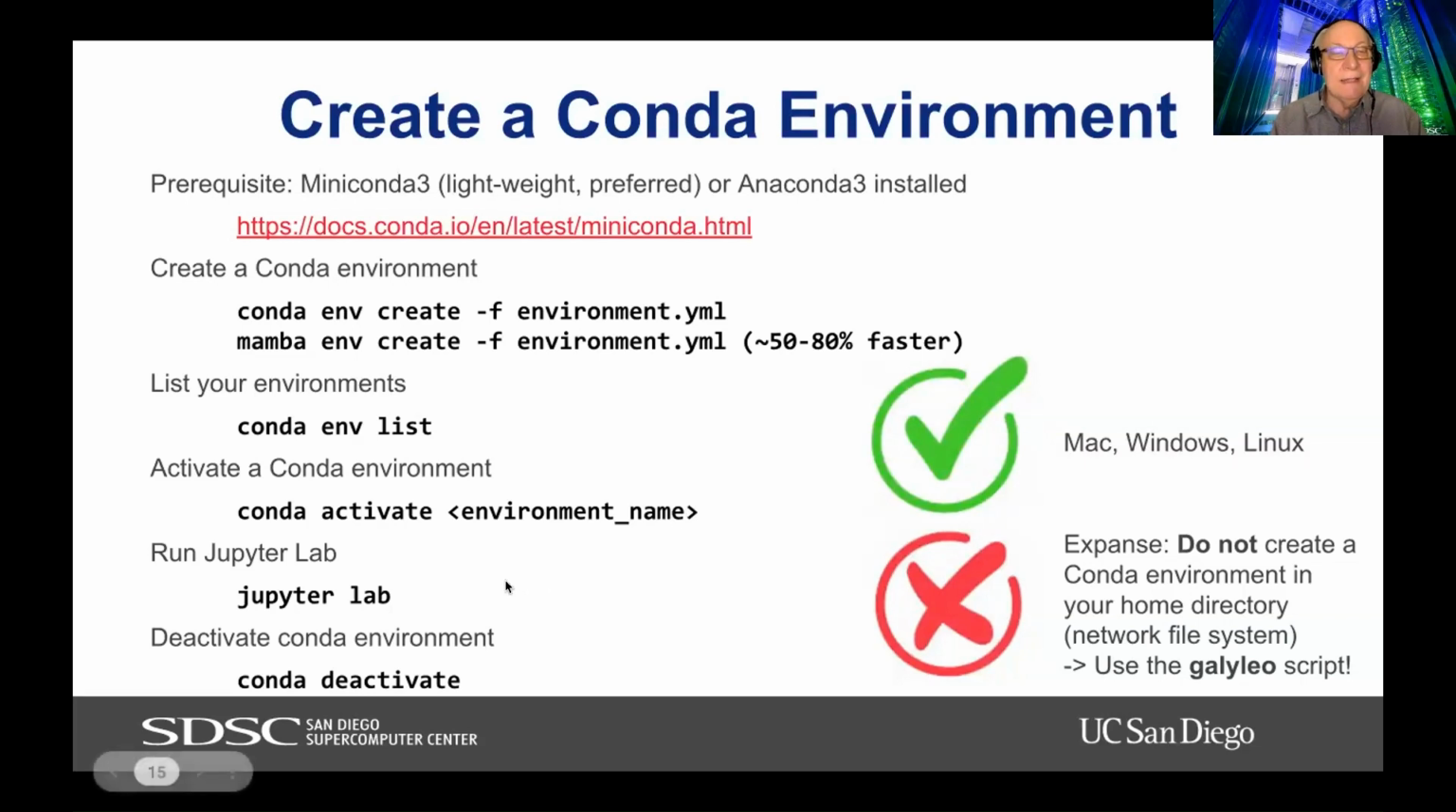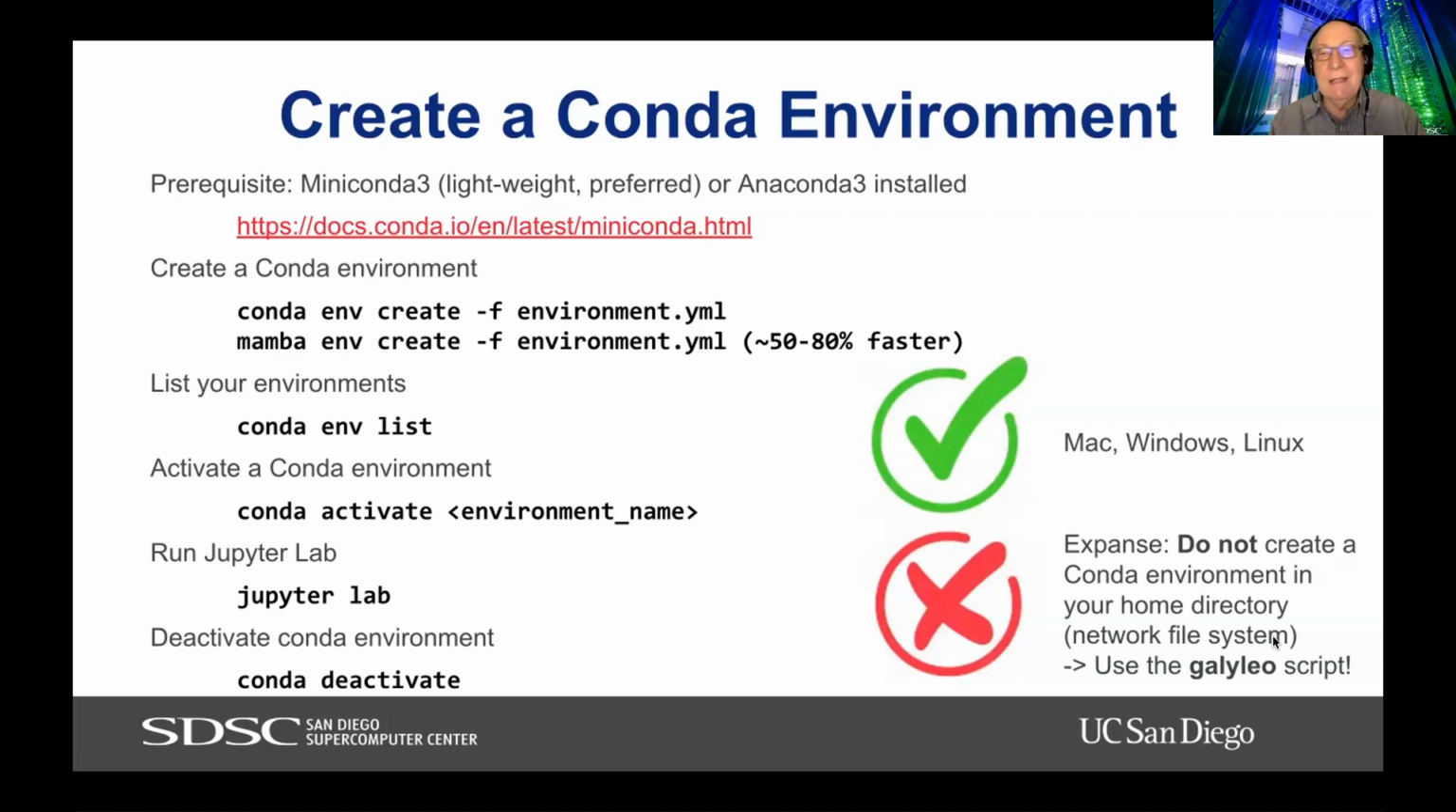For example, let's say you want to run Jupyter Lab or Python, then you can do your work in that environment. Then when you're finished, you want to deactivate the environment. Now, this all works fine on Mac, Windows, Linux, on your local machines, but that's not the recommended way to do this on Expanse. The problem on Expanse is your home directory is on a network file system. So if you create a conda environment, it will be extremely slow, and so that's not recommended.